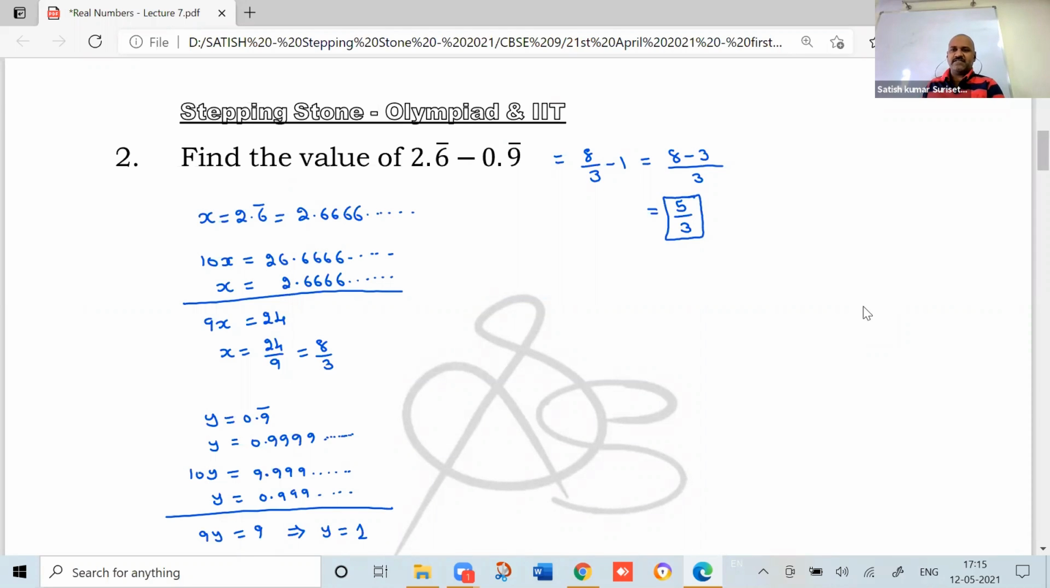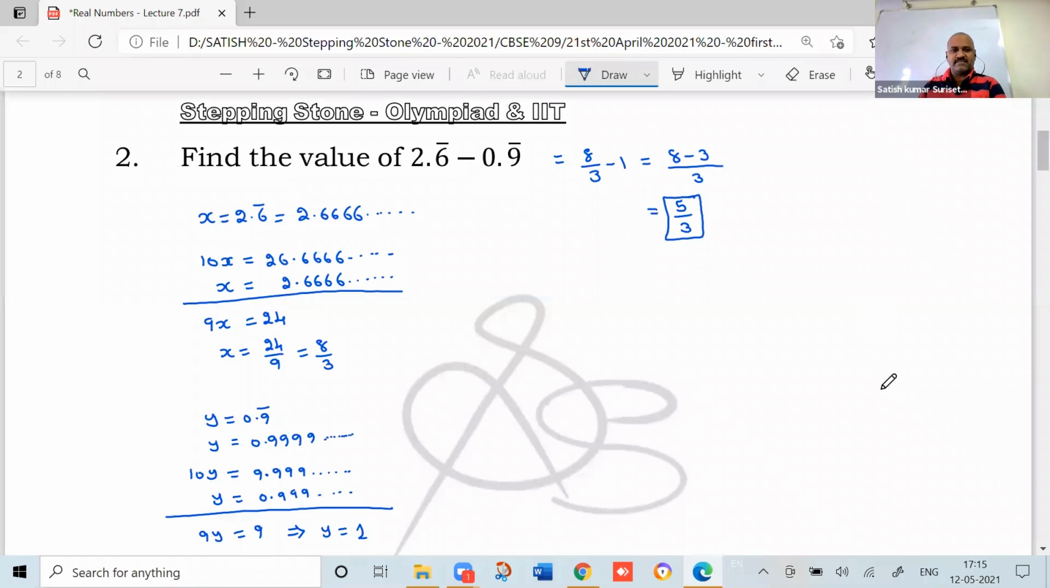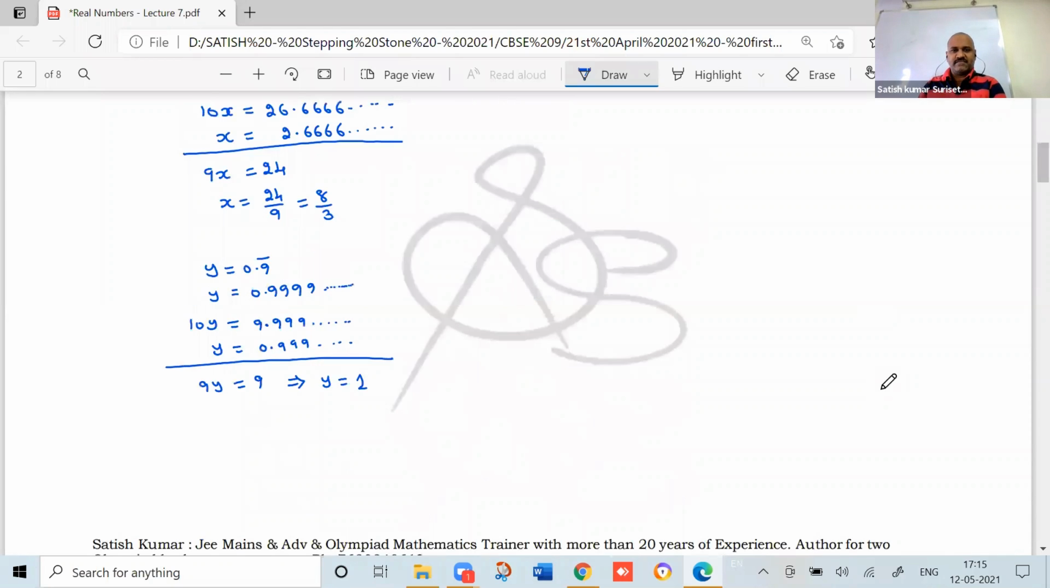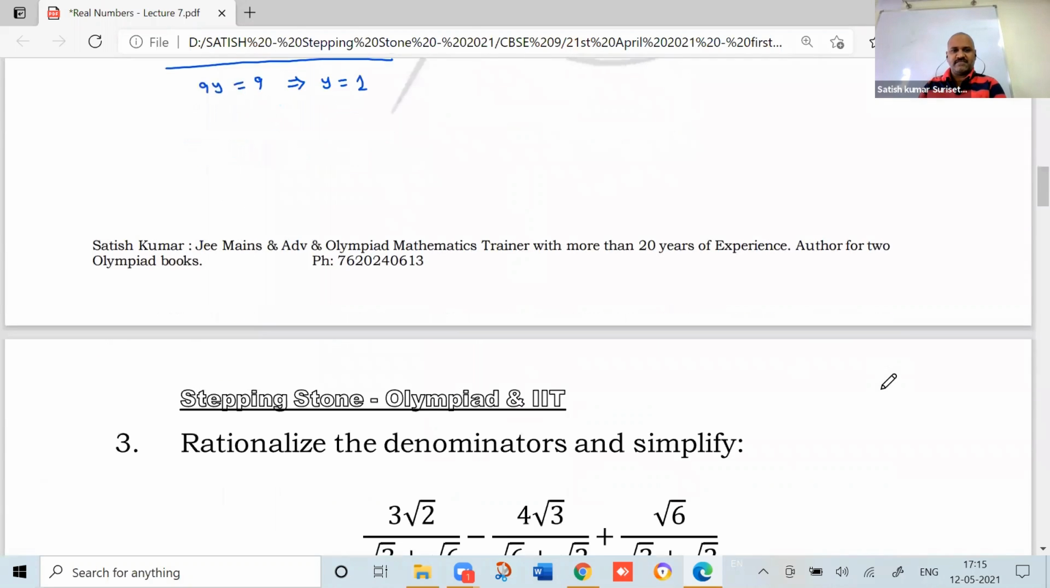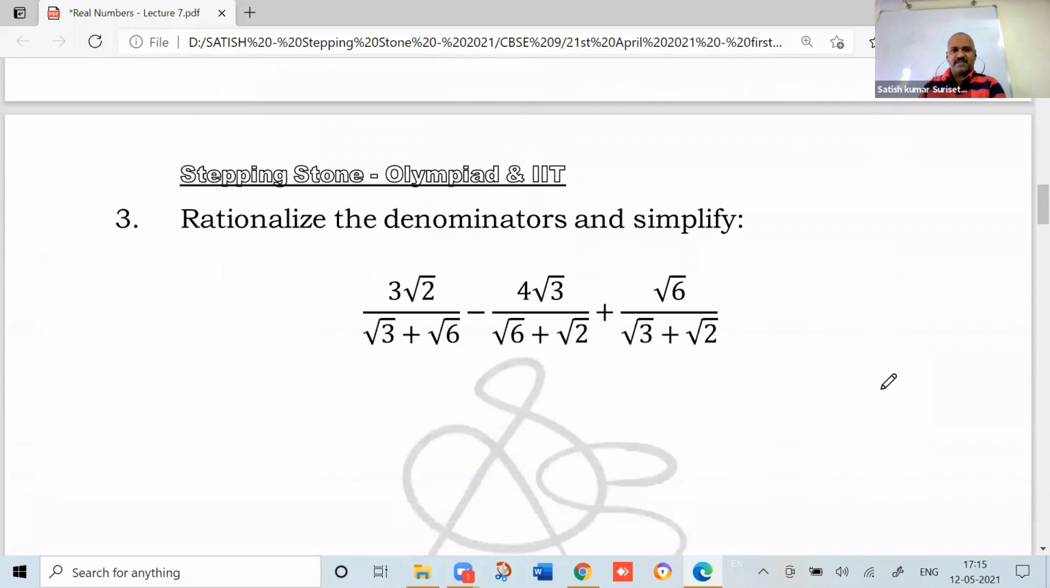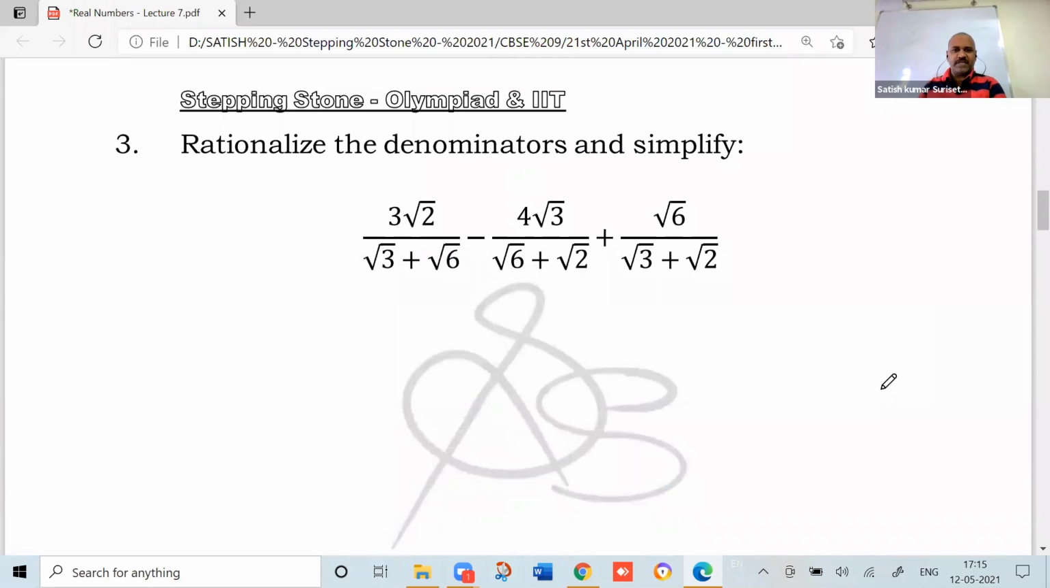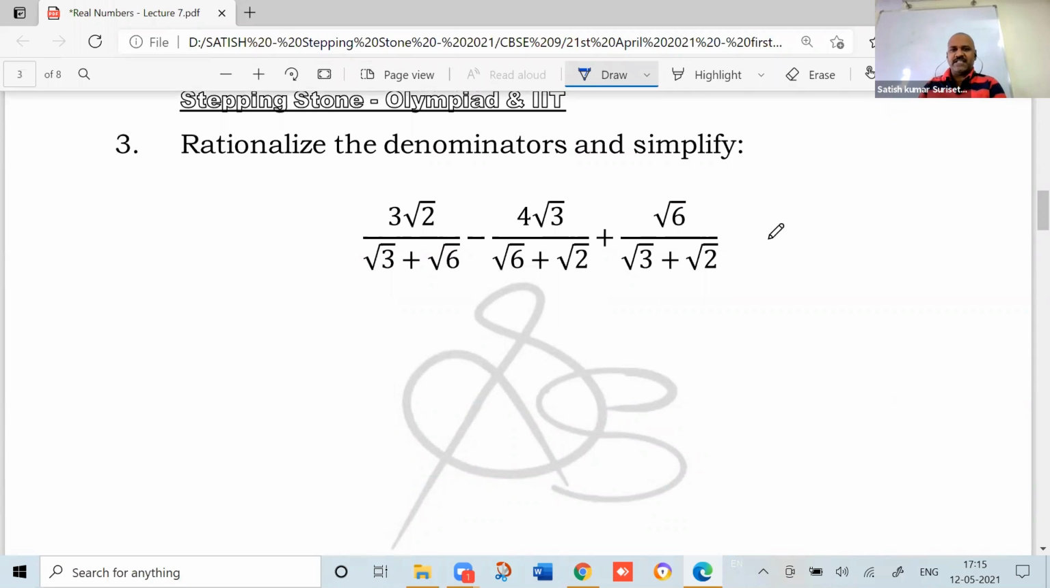Did anybody get the same answer? No. This is a little bit lengthy problem and typical. You have to simplify properly. Rationalize the denominators and simplify. Either you calculate each term separately, you rationalize and then simplify.